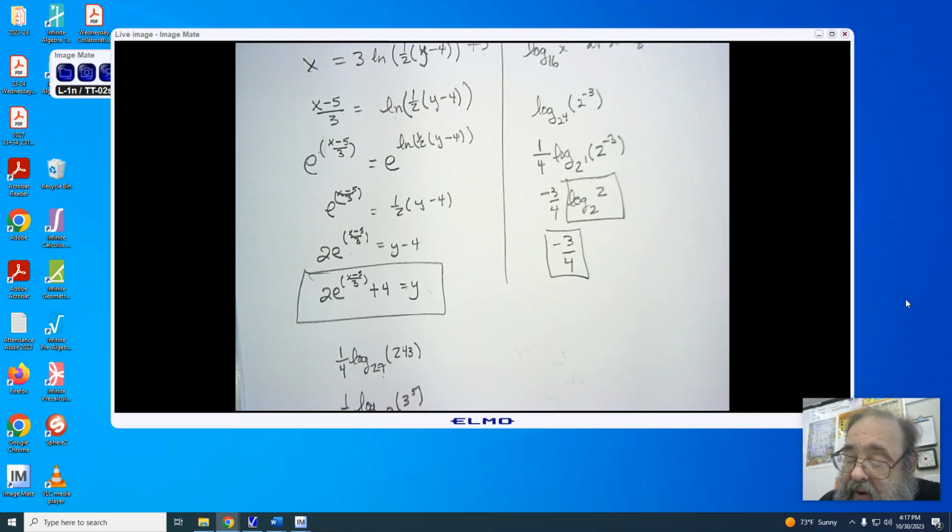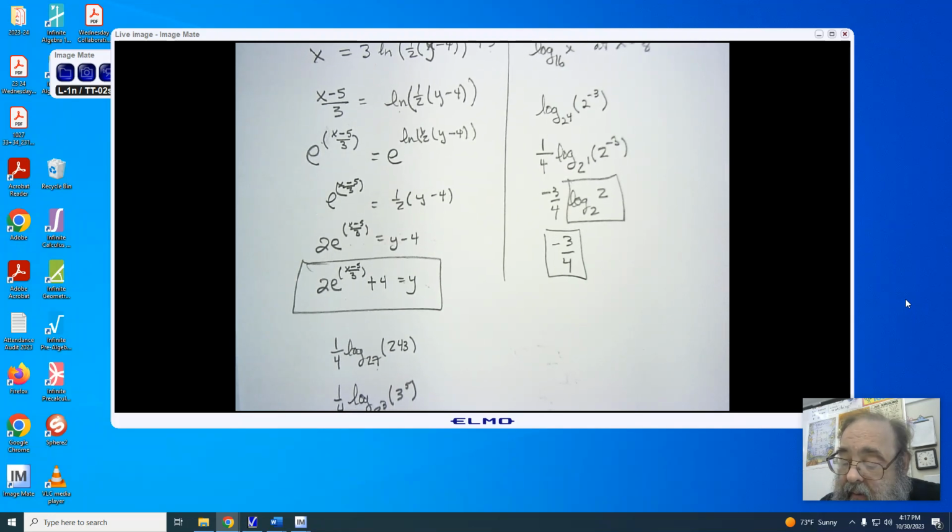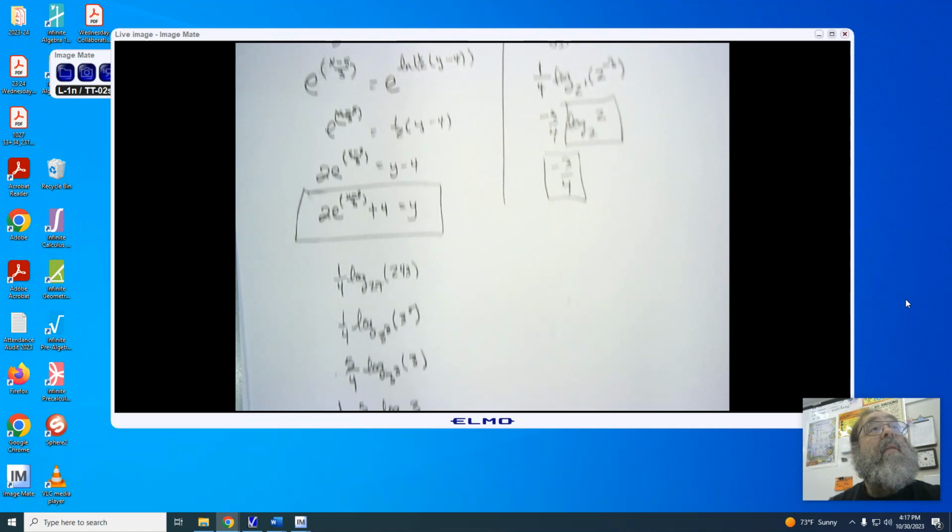But we still have to change that log base 27 into a base of 3. So what I do to this, I change it here. I want to have a 3 to the 1st. I'm getting rid of the 3. And it's now just a matter of simplifying things out.